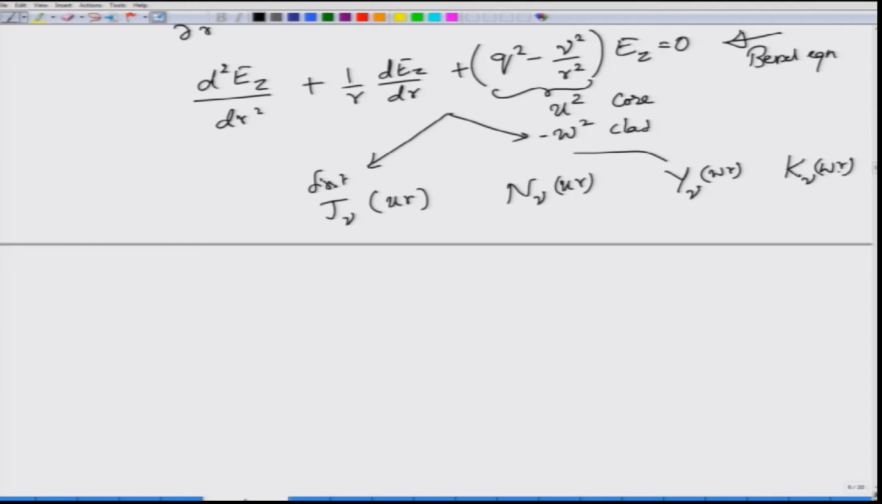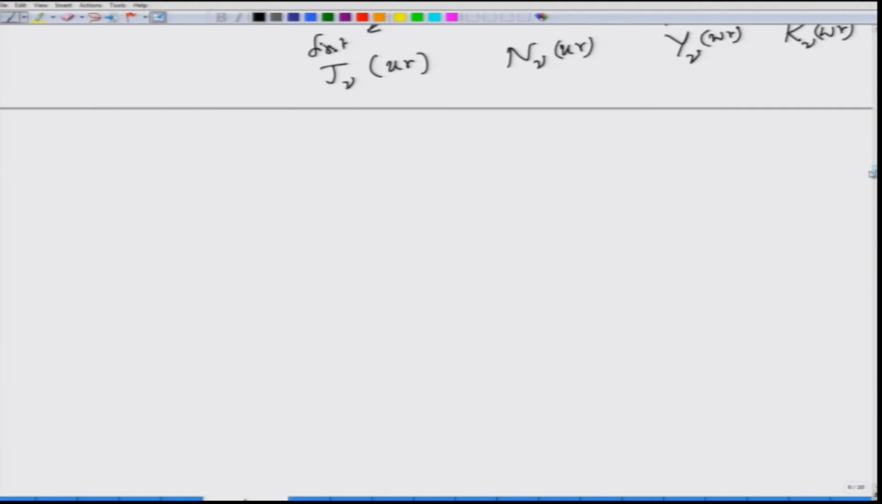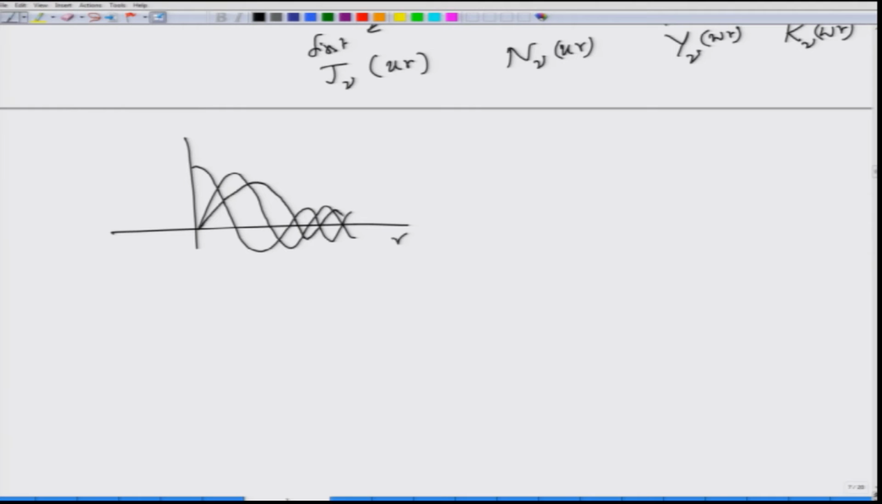And if you look at how these equations behave, you will see that if you sketch them as a function of the radial distance, this is how the solutions would behave. This is your J0 of some r, this is your J1, then you have J2. These are like damped sinusoidal excitations.